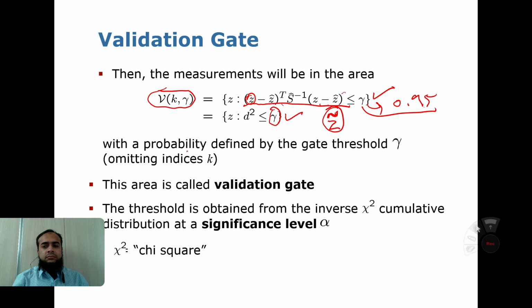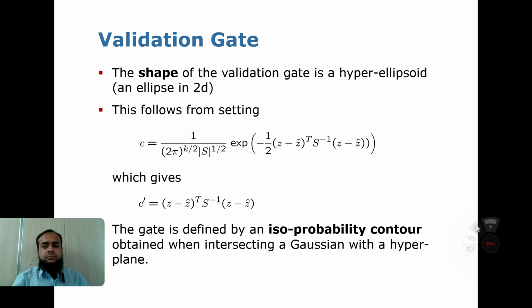This is with the probability defined by the gate threshold gamma. Here we omit the indices. This area is called the validation gate. So there are two ways to calculate the validation gate and its area. The threshold is obtained from the inverse chi-square cumulative distribution at a significance level alpha. Now the shape of the validation gate is a hyper ellipsoid, two-dimensional.